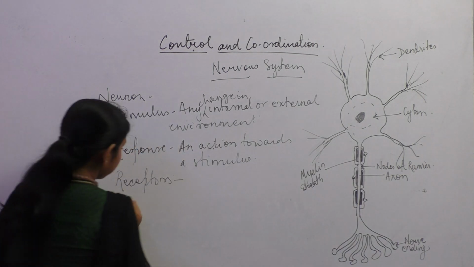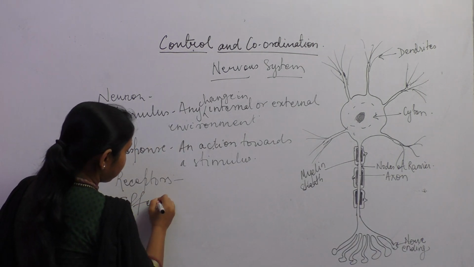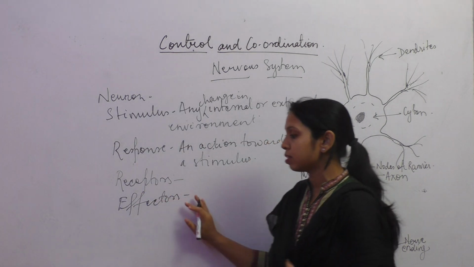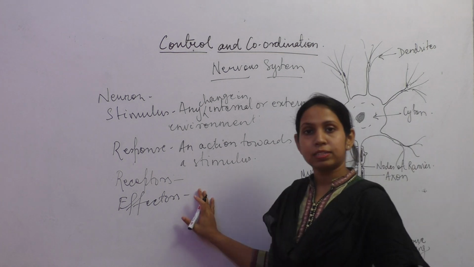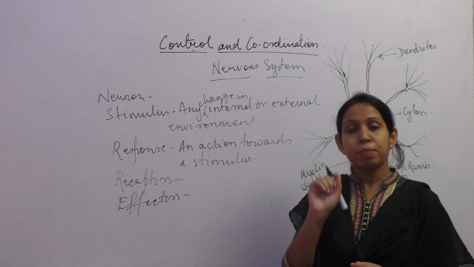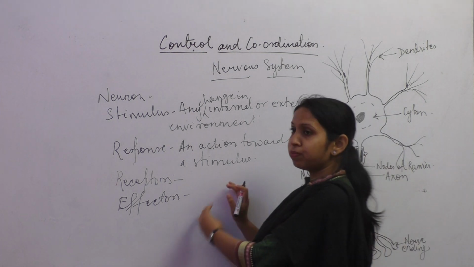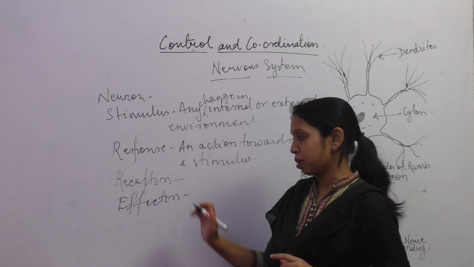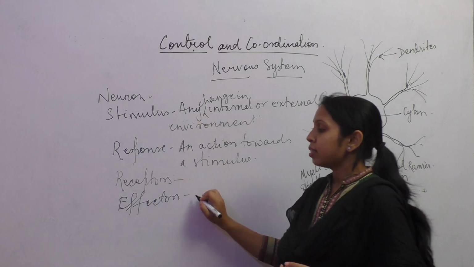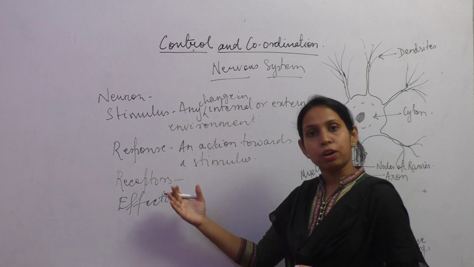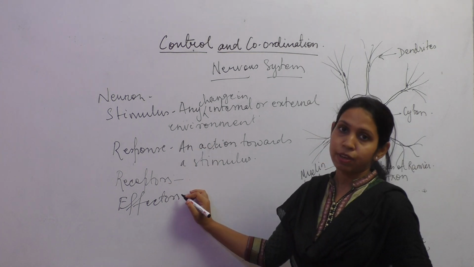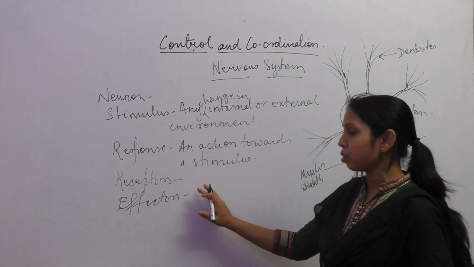Then we also have the term effectors. What do you understand by the term effector? Effectors refer to certain cells, tissues, muscles or glands which are going to show a response. Receptors will receive the stimulus. The effectors will show a response towards a particular stimulus. They are generally your muscles or your glands.